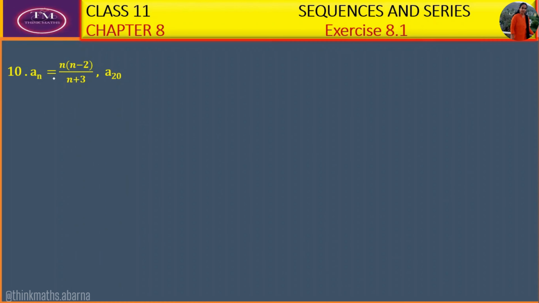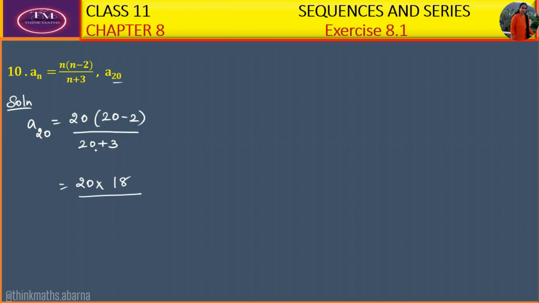Here an equal to n into n minus 2 divided by n plus 3. What we need to find? a20. Very simple. Just instead of n, you have to substitute 20. So a20 is equal to 20 into 20 minus 2 divided by 20 plus 3. So 20 minus 2 is 18 divided by 20 plus 3 is 23. Now what is 20 into 18? 20 into 18 is 360 divided by 23.